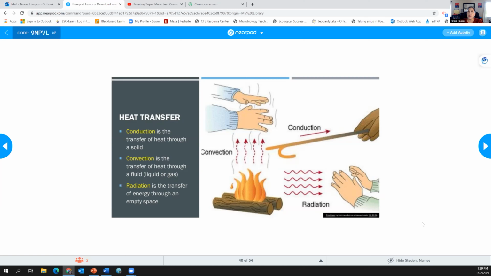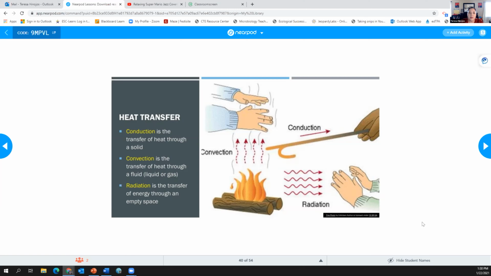So that's why, for example, if there's a fire in your house, they tell you to touch the door first, right? So you're going to touch the door, and if the door feels hot because of conduction, you know that the fire's on the other side. So, don't open that door.